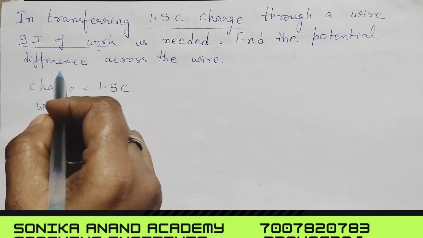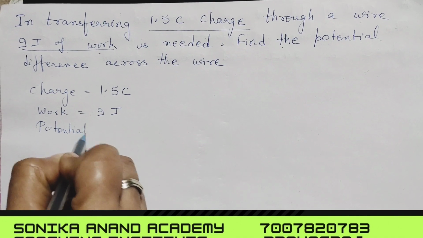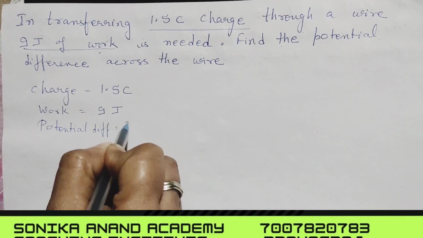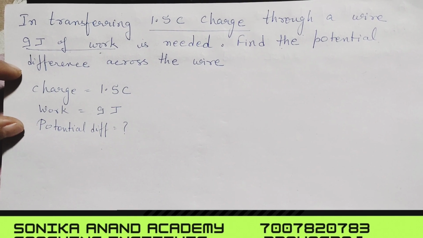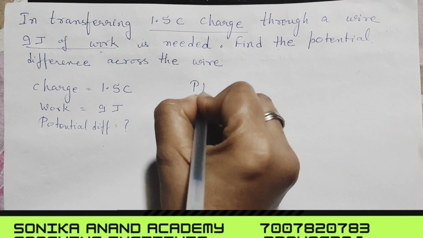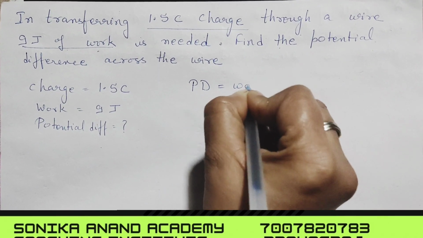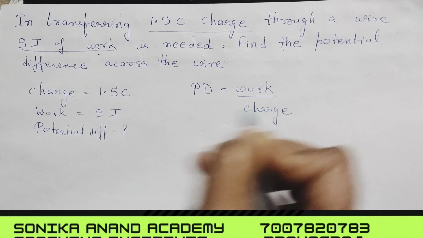We have to find the potential difference. So in this way, you just analyze the question and write all the data here. Now as we know, the formula for the potential difference is work over charge. This is the formula for the potential difference.